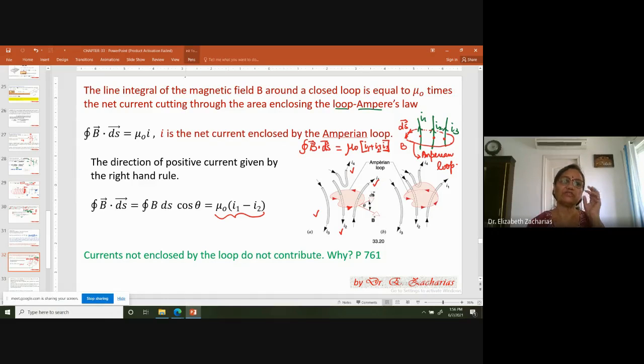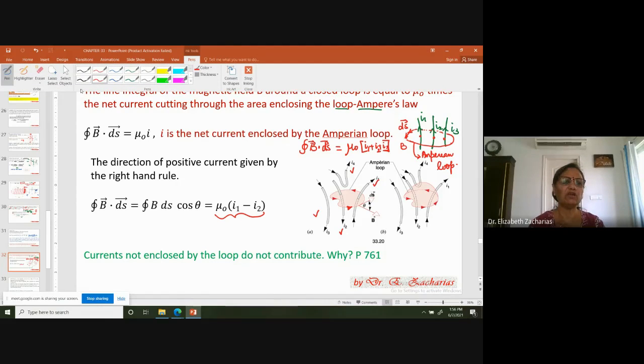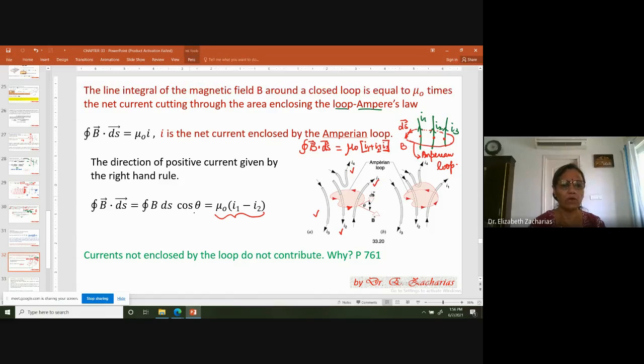Now here is a question: why are currents not enclosed by the loop not contributing? For that, I'll give you an answer. Let us consider this current, I3. Let's say this is I3, looking down.